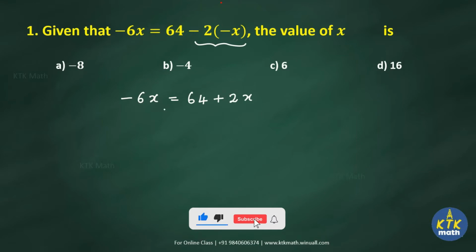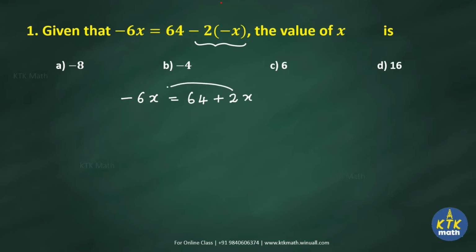Now the very next step, you must arrange all the variables on the same side. So either you can bring this 2x to the left side, or you can bring minus 6x to the right side. It's your choice. In this case I'm just going to bring this 2x here. So it's going to be negative 6x. When 2x transfers to the left side of this equation, it's going to be negative 2x, which will give you 64. Now negative 6x minus 2x will give you negative 8x equal to 64.